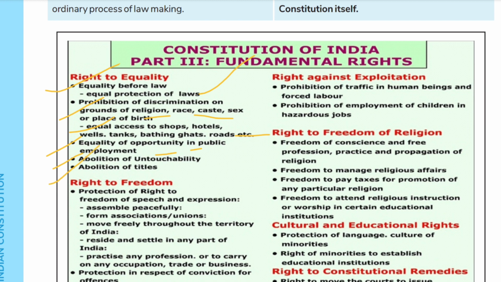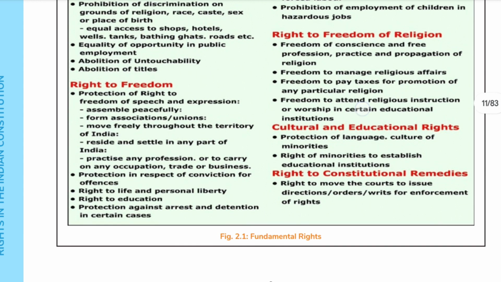Right to freedom. In the right to freedom, there is protection of the right to freedom of speech and expression, to assemble peacefully, form associations or unions, move freely throughout the territory of India, reside and settle in any part of India, practice any profession or carry on any occupation, trade or business, and protection in respect of conviction for offences.